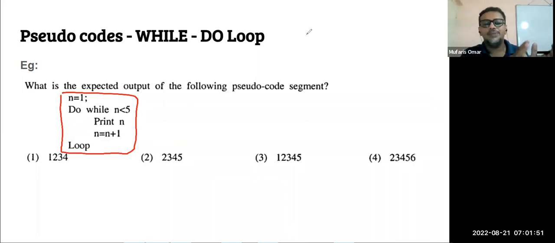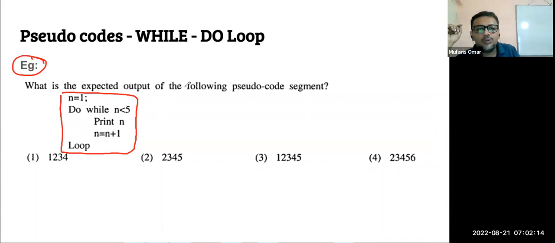Sometimes, because of the while do or do while loop, they change it. I don't know why they change it, but okay, you can use both ways. Can you try this? But before that, note down this as an example in your notebook.